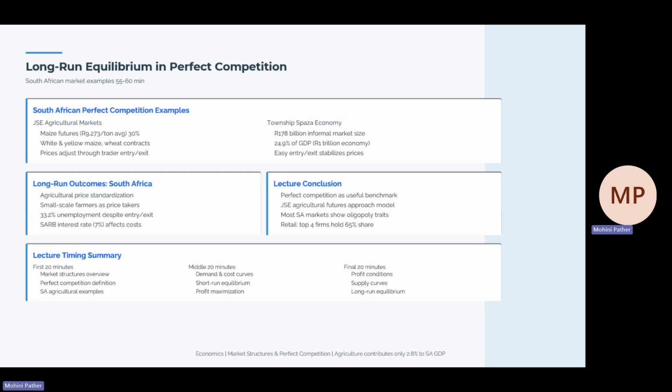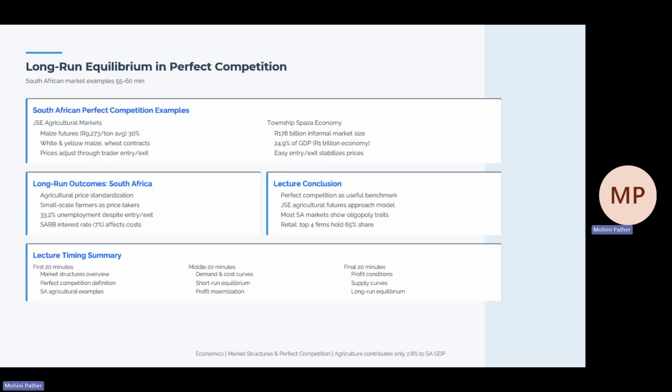And of course, the South African Reserve Bank has major impacts. Okay, so the reason that the agricultural market is such a useful benchmark is because it's so perfectly competitive in the real world. In addition to that, most of our markets show some sort of oligopoly traits. So this is a perfect example. A great approach is using this as an example for the future.